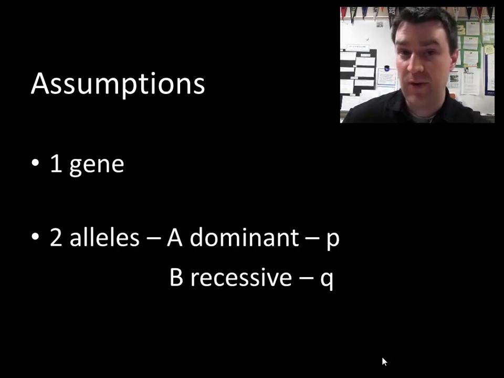Remember that in the Hardy-Weinberg equations, P represents the frequency or the percentage of all the alleles that are dominant, and Q represents the percentage of all the alleles in the gene pool that are recessive.